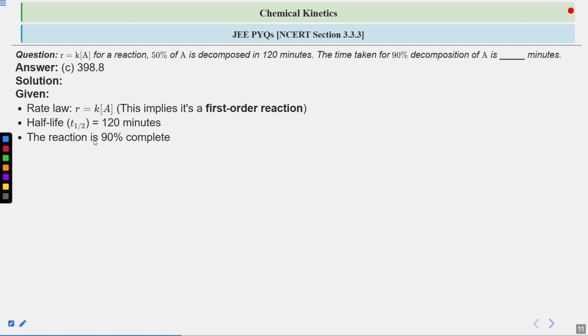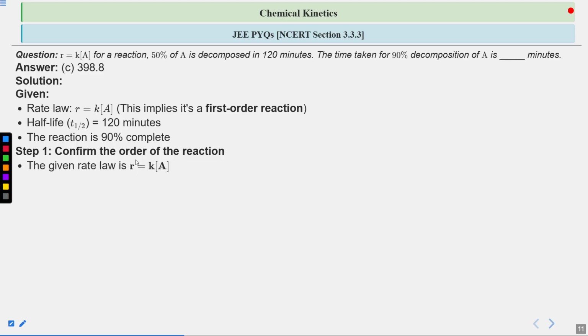Reaction is 90% complete. When we are asking the time, the reaction is finally 90% complete. That is also what we have given in the question. So step 1, when we try to solve this, includes confirming the order of the reaction.